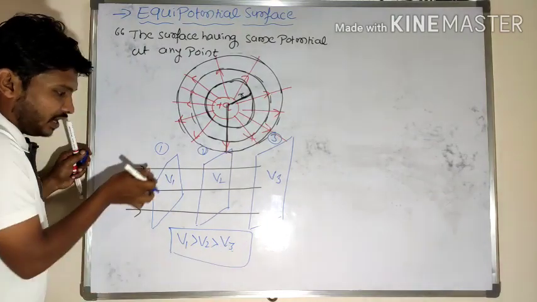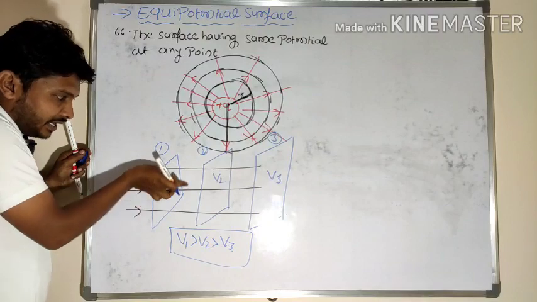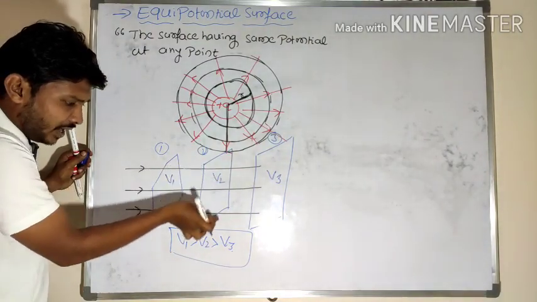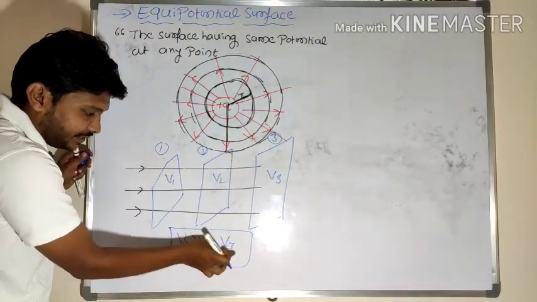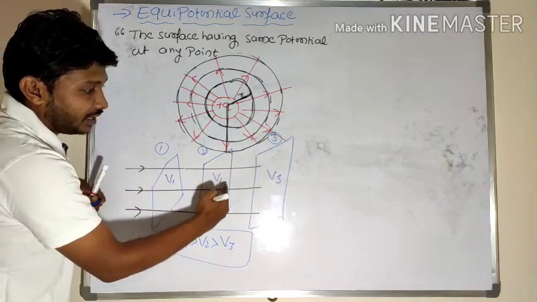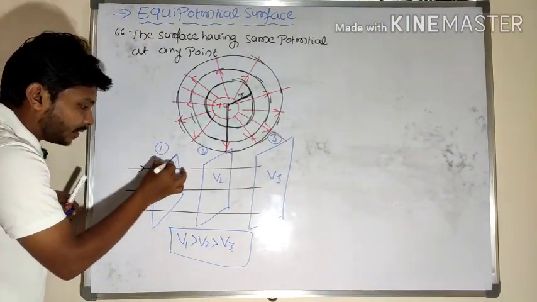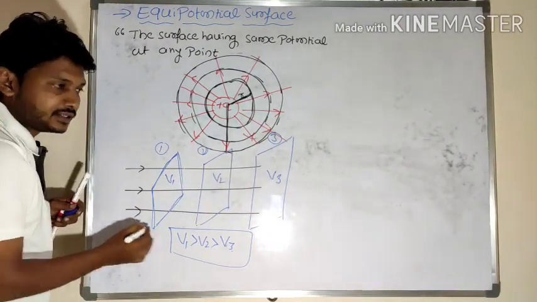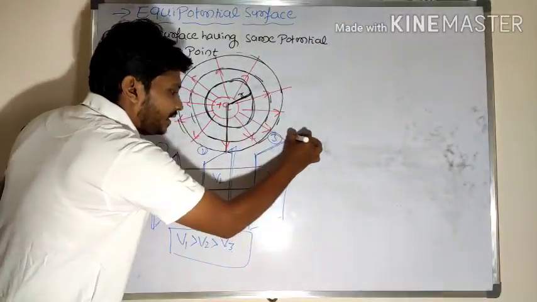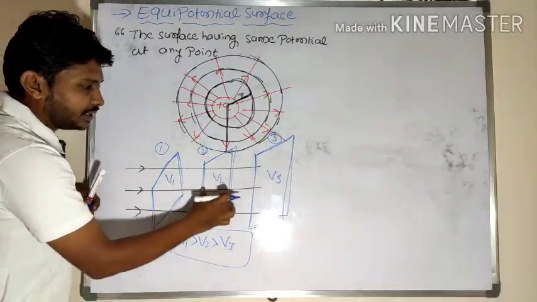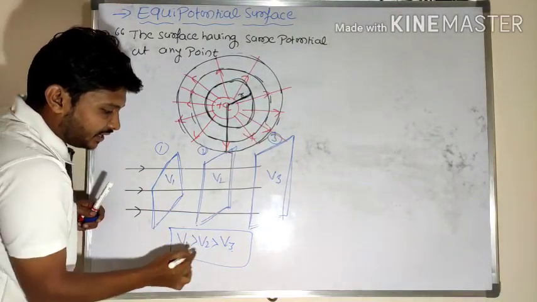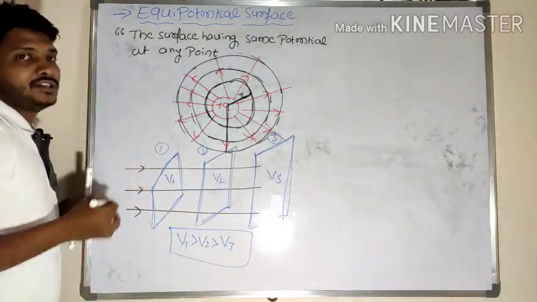So the V1 value, in this entire portion the potential value remains the same. The V2 value is less than that of V1, and the V3 value is also less than that of V1. Here the potential value goes on decreasing, but the potential at this surface remains the same. Similarly, the potential at this surface remains the same, and here also the same thing: the potential at a particular surface remains the same. So as the distance varies, the potential value also changes.